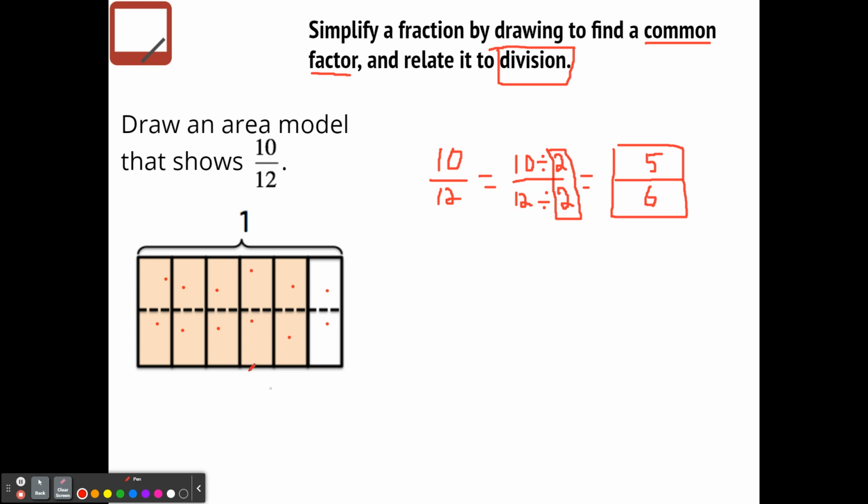Okay, and we can do this by looking at our model. If we took away the horizontal line and made the pieces larger and said that's one piece instead of 2, that's one piece instead of 2, all the way through, then we would see that we have a total of 1, 2, 3, 4, 5, 6 pieces, meaning the denominator is 6, and 5 of them are shaded. That is why 5/6 equals 10/12.